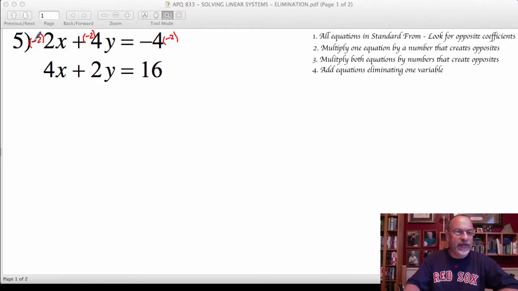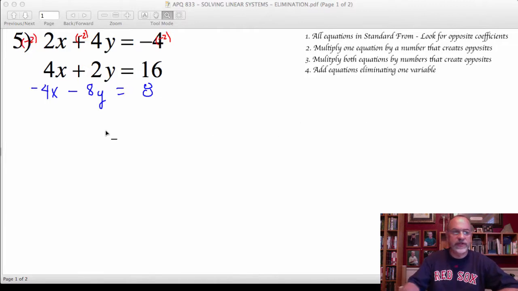So we have a negative 2 times this positive 2 gives me negative 4x. There's the opposites that I'm going to need. Negative 2 times this 4 gives me negative 8y. And then negative 2 times negative 4 is a positive 8. So multiplying the top equation by negative 2 gives me opposite coefficients here for the x's.